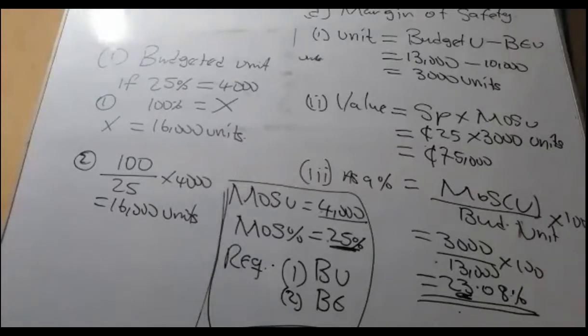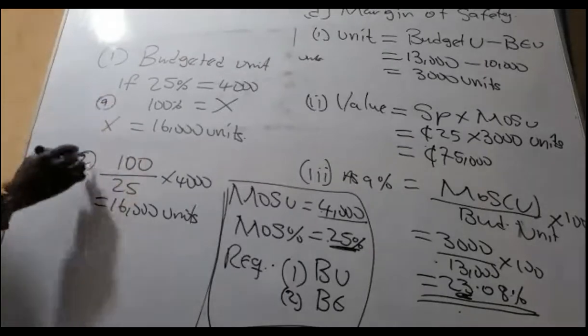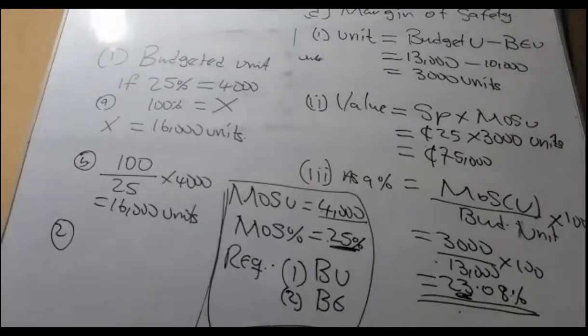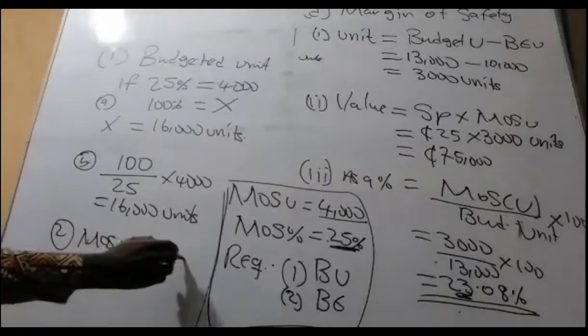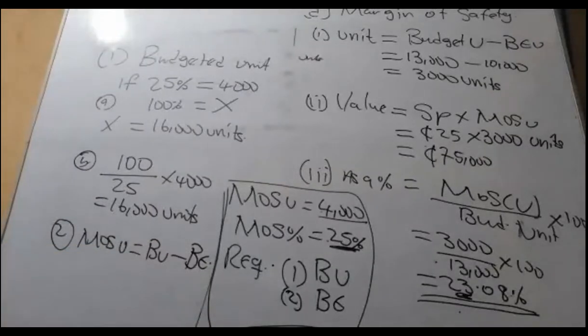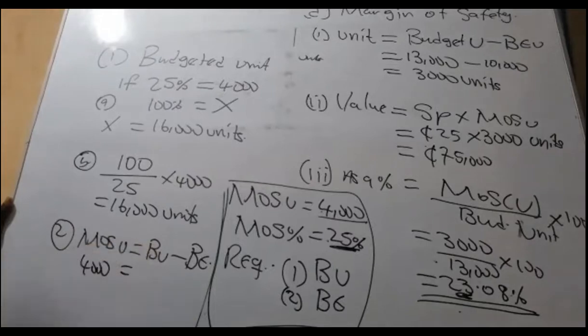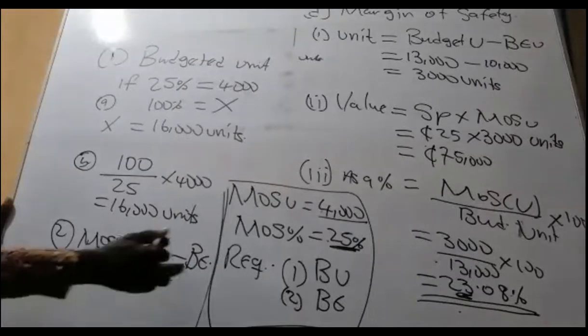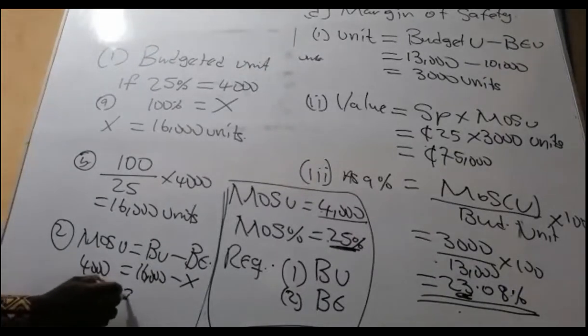So let's go to the second assignment. Work number two, which is the break-even unit. Here we can use three different approaches. First, you know that the margin of safety in terms of units is equal to budgeted units minus break-even units. Do substitution and make break-even the subject. We know the margin of safety is worth 4,000, and the budgeted unit we know to be worth 16,000. So the break-even unit is 16,000 less 4,000, and finally we solve it, the answer will be 12,000.